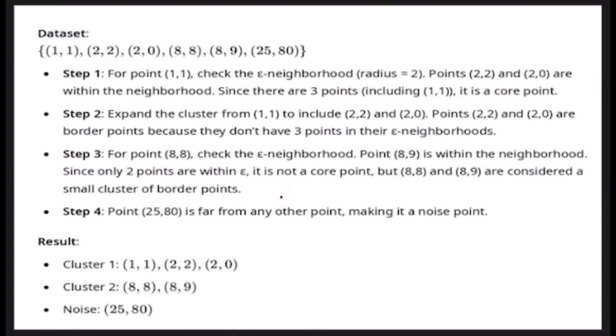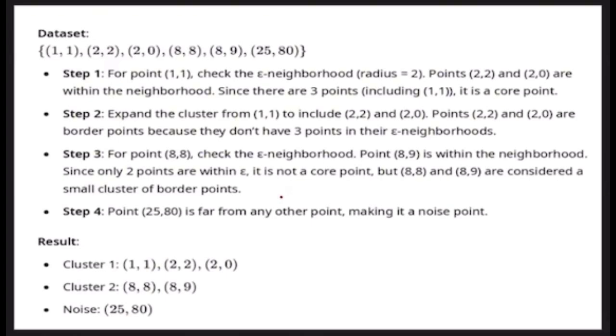2 2, and 2 0. Yeah, 1 1, 2 2, 2 0, they are all core points. No, he said expand the cluster from 1 1 to include 2 2 and 2 0, because they don't have 3 points. When you look at everything in general in terms of clusters, the idea is I want to look at my clusters, like how many points am I going to have in the cluster, taking into consideration the minimum number of points.